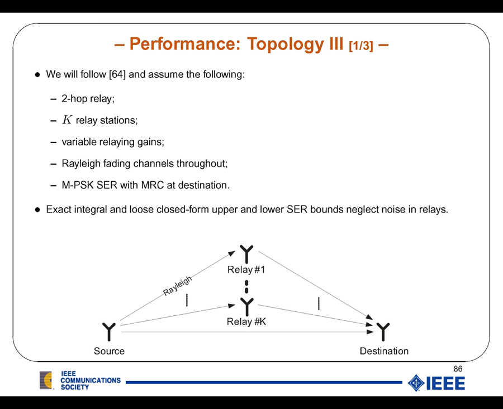Now as for topology number 3, we follow 64, and the difference here is now that we don't use just a single relay, we use K relays, and we also have a line of sight, or sorry, a direct connection between source and destination. And as it turns out, we have an exact integral expression for the symbol error rates, MPSK, assuming maximum ratio combining, and we got some loose closed form upper and lower bounds, which neglect the noise at the relays.